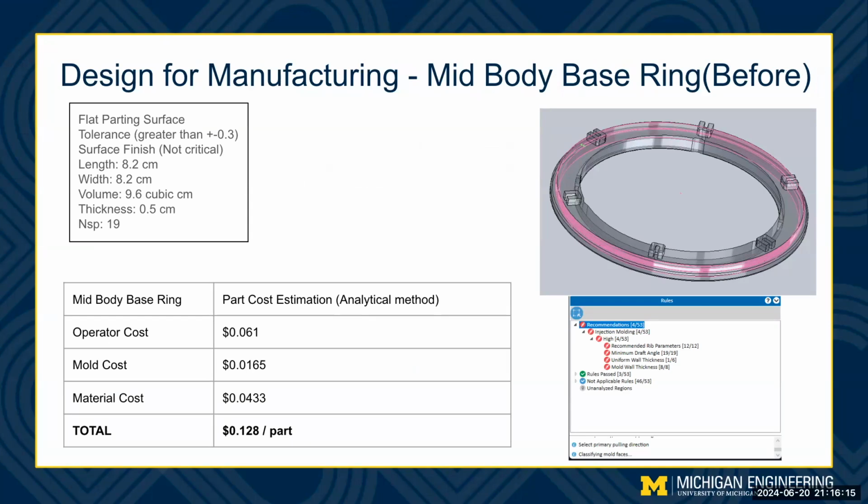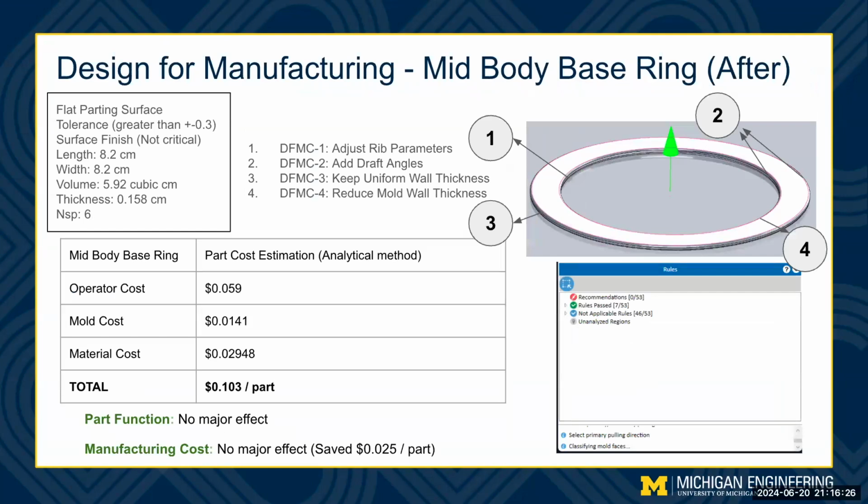We also calculated the total cost per part, which came out to be $0.128 per part. And this was including the operator cost, mold cost, and the material cost. We were able to redesign the part to add the 4 changes, which were adjust rib parameters, add draft angles, keep uniform wall thickness, and reduced mold wall thickness. We also updated the cost calculation, which came out to be $0.103 per part.